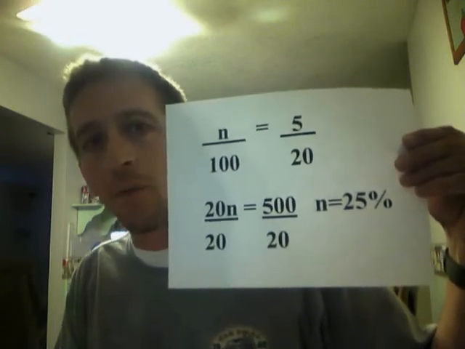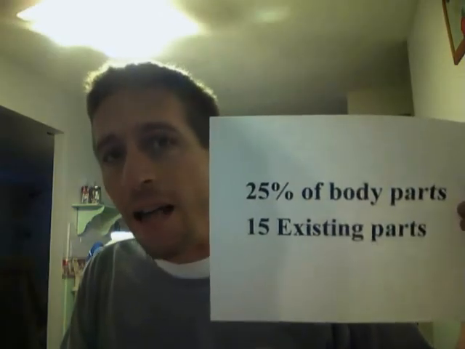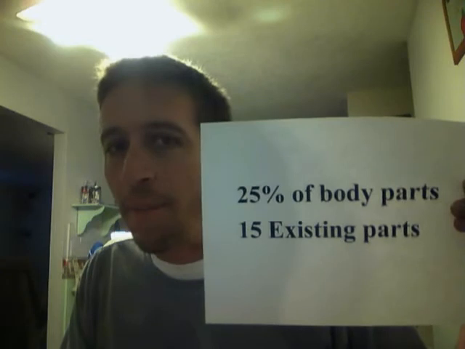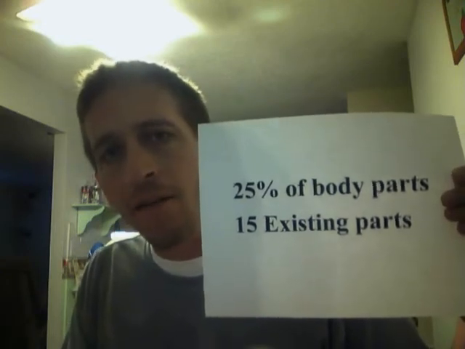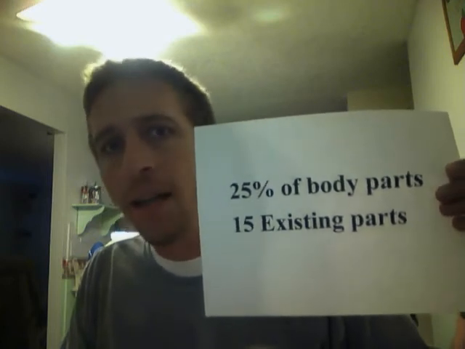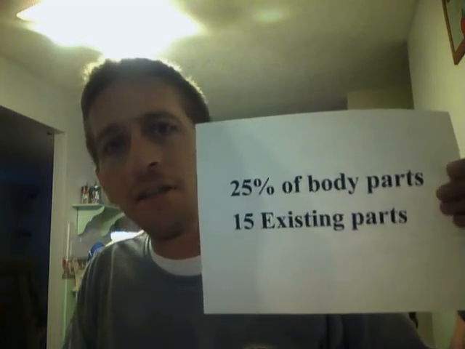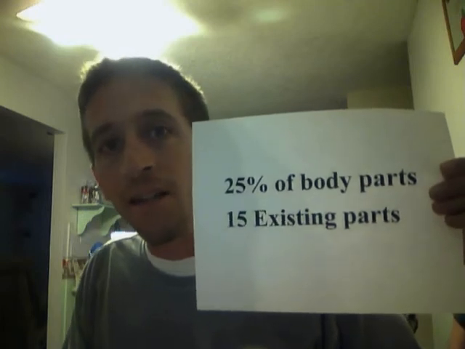So n equals 25%. Now comes the part of the math problem where we're really smoking now. In fact, if we've done the math problem correctly, we'll presume that we are on fire at this point. So, looking at the numbers that we were given, we have figured out that Bruce has 25% of the body parts, and the existing body parts, having the 5 decrease, gives Bruce 15 existing body parts, or 15 digits left.